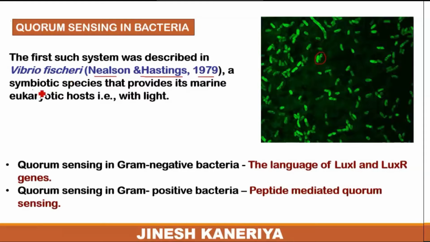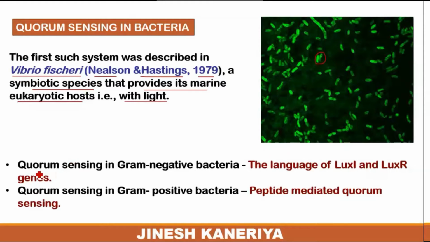It's a symbiotic species that provides its marine eukaryotic host with light. So these are fluorescent light producing bacteria, and this is a kind of symbiotic mechanism carried out with marine eukaryotes. This kind of bacteria is involved in quorum sensing mechanisms. Its name is Vibrio fischeri.